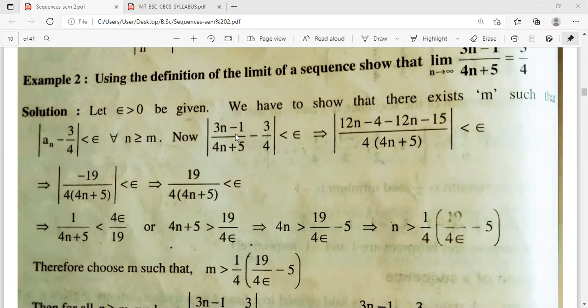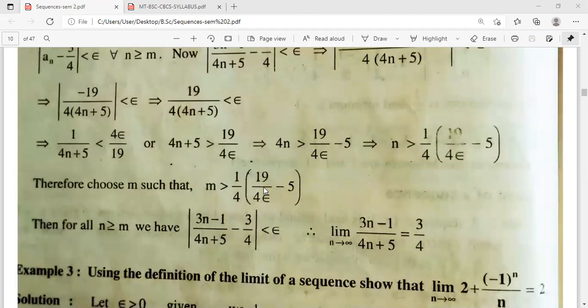Then you replace an and simplify the expression in the modulus, and don't simplify the denominator, you keep the denominator as it is. Now you keep n on one side and the remaining on the other side, whether you take the reciprocal or the negative sign, whatever it may be, you have to get n on one side and the remainder on the other. After getting that, you replace n by m and write, then for all n greater than or equal to m, the same definition you can add there.